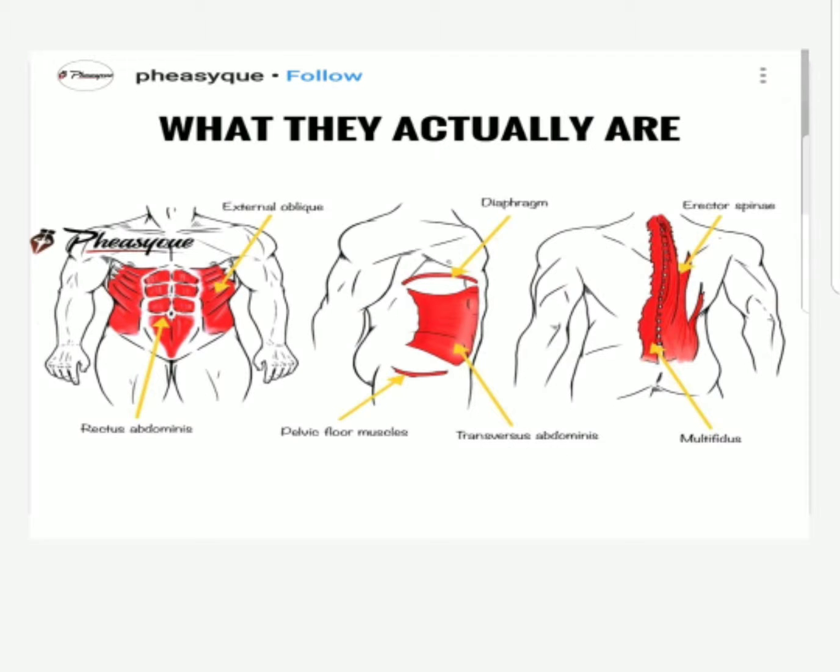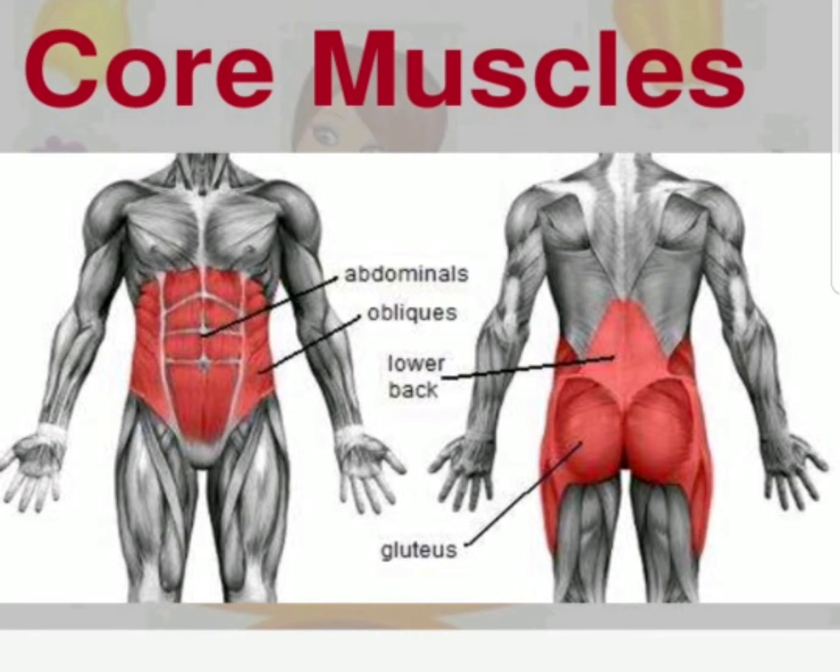The major muscles involved in core stability include the pelvic floor muscles, transversus abdominis, multifidus, internal and external obliques, rectus abdominis, erector spinae, especially the longissimus thoracis, and the diaphragm. The minor muscles involved include the latissimus dorsi, gluteus maximus, and trapezius.